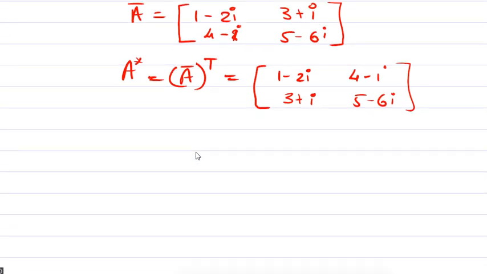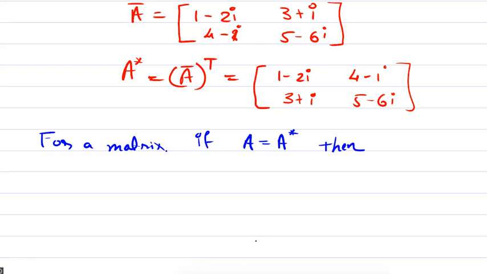As we have results for the transpose, we can think of them for the conjugate also. For a matrix, if A is the same as A conjugate transpose, then it is called a Hermitian matrix.